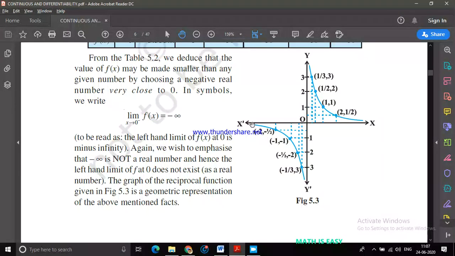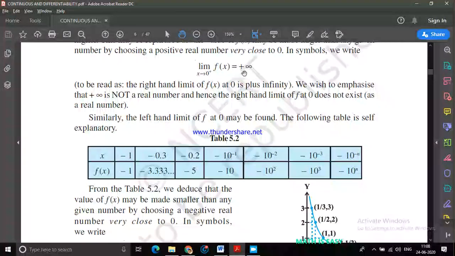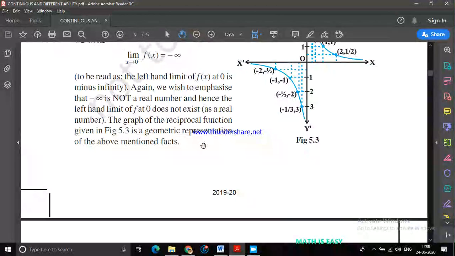Even if you are coming from the negative side towards 0 in this direction, maybe you can start from here and come towards 0, how is your graph going? It is going down, down, down till it goes to minus infinity. So those are the two definitions. Limit x tends to 0 minus f of x equals minus infinity. Limit x tends to 0 plus f of x equals plus infinity.